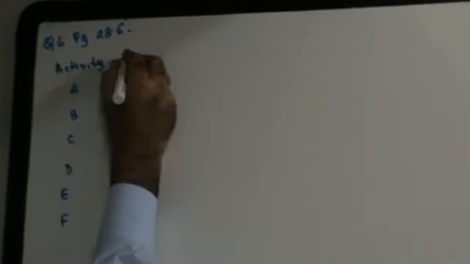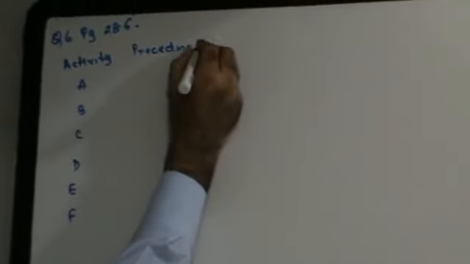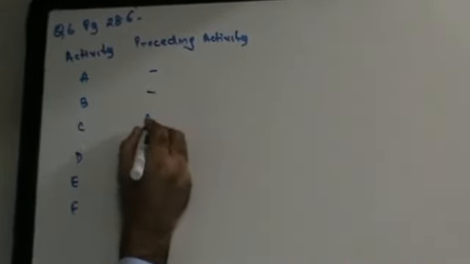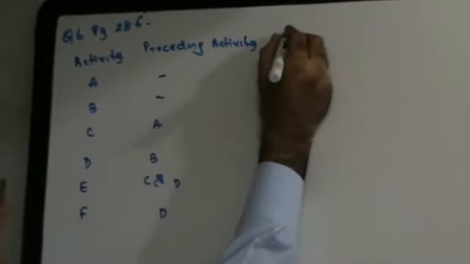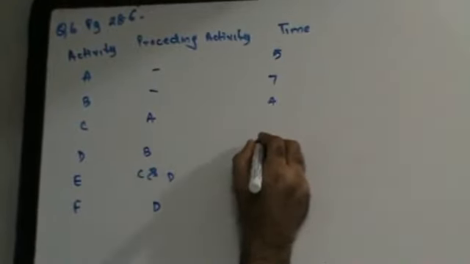Let's see your sum, guys. We're doing question number 6 on page 286. I'll write the sum down. You have activities A, B, C, D, E, F. You have preceding activities: blank, blank, A, B, C and D, and D. Then you have time: 5, 7, 4, 6, 3, 4.